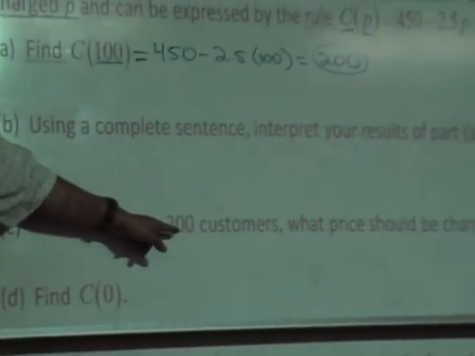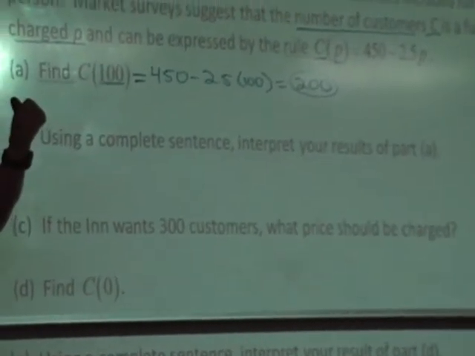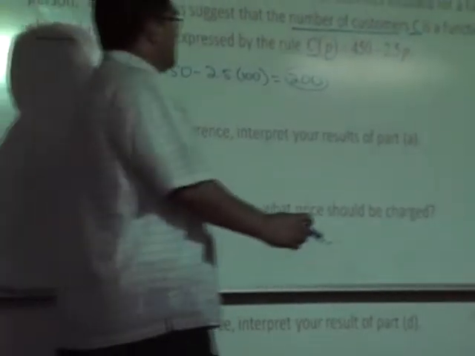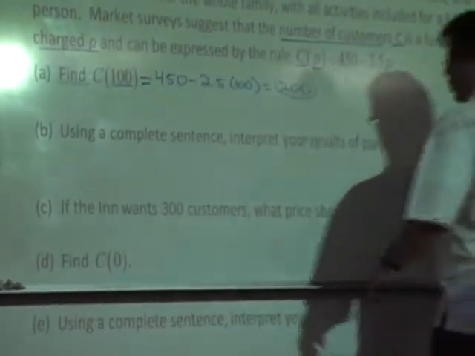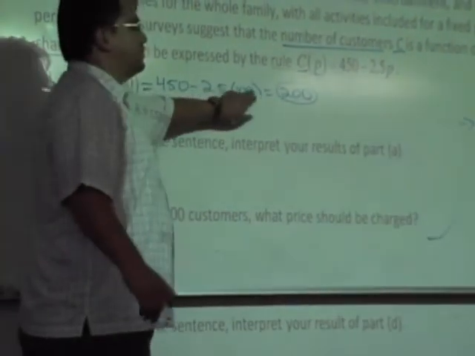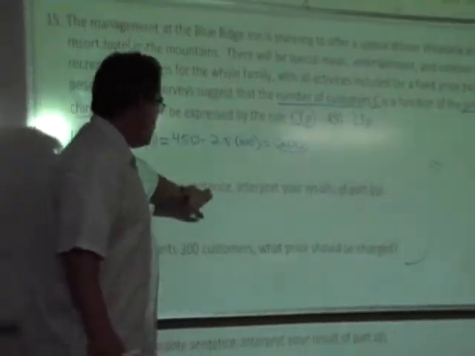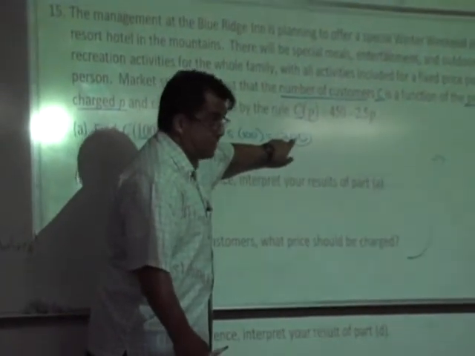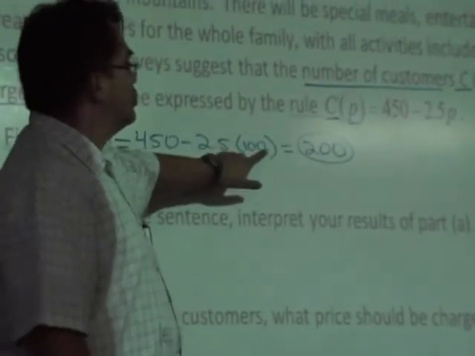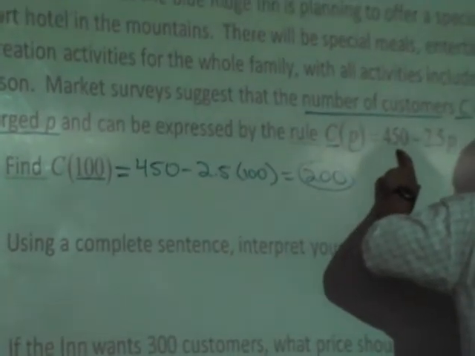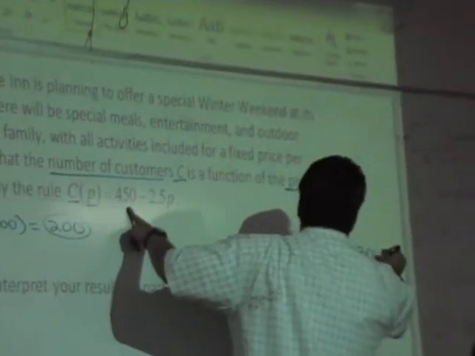So if they wanted 300 people to show up, what price should they be charging? If they wanted 300 people to come to this event, where are we going to plug in the 300? In place of P or in place of C? You just need to be aware of where you're going to plug in the number. 300 customers goes here. The price would go here. So since we know we want 300 customers, here's the equation. 450 minus 2.5P equals 300.